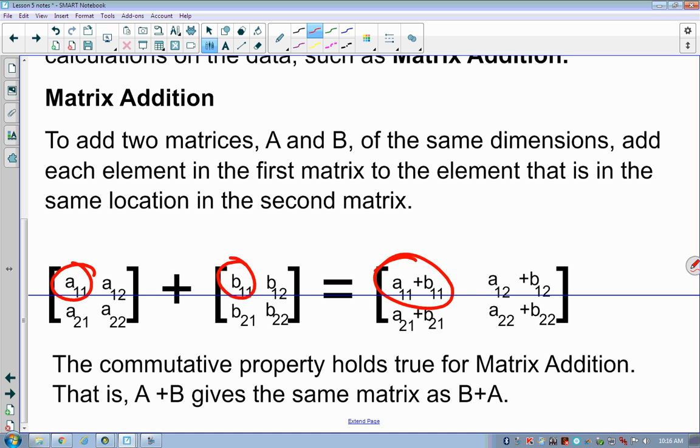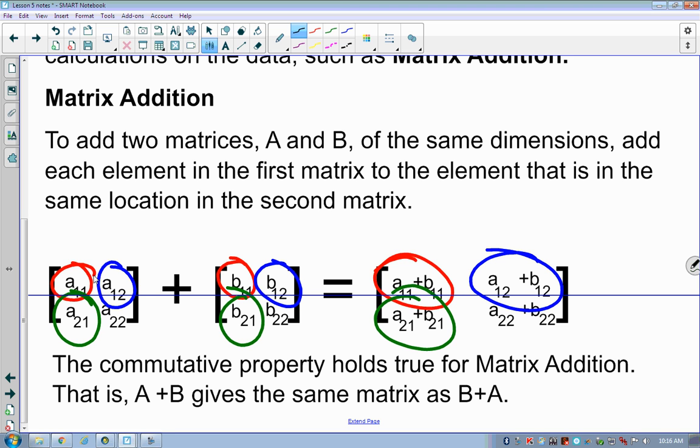Yep. And so, I'm going to add this position to this position and place my solution in that position. Okay? Come down here. I'm going to add this to this and put it here. Okay? Finally, this to this and put it here. Okay? Does that make sense? And not all matrices are going to be 2 by 2s. Okay, we should already know that.